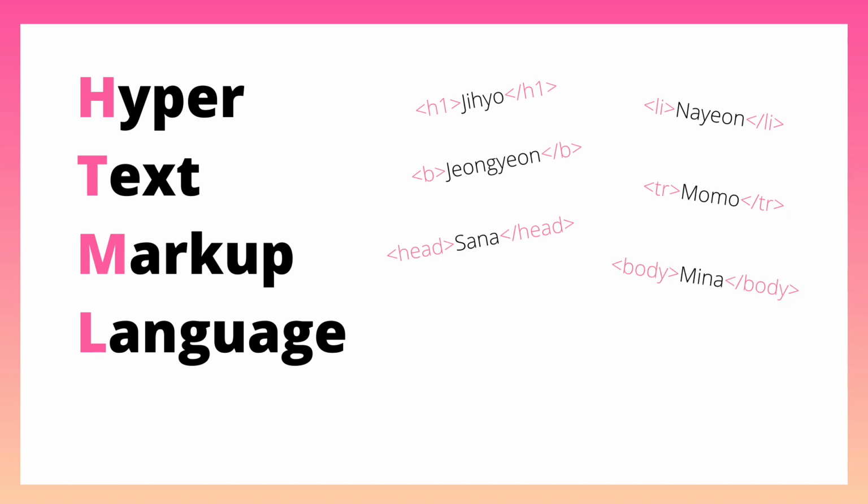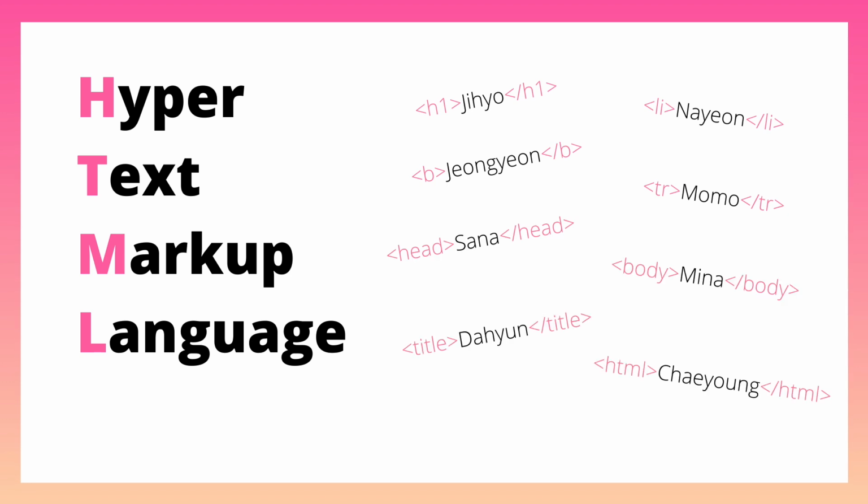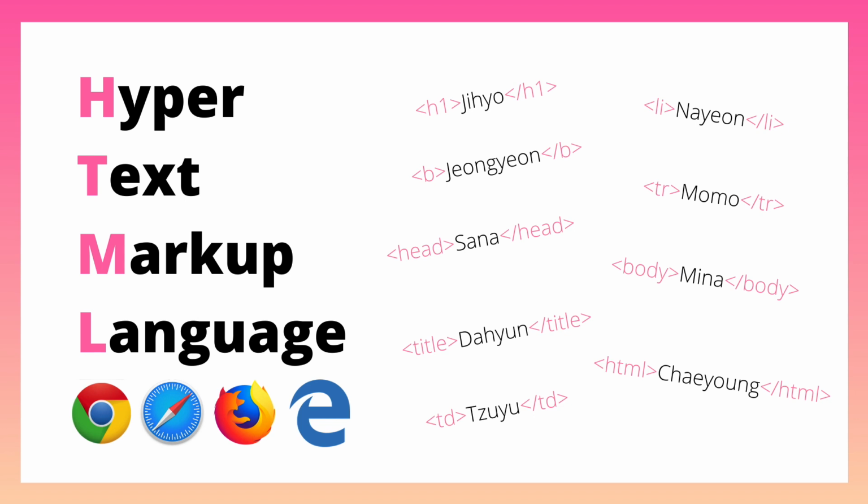HTML stands for Hypertext Markup Language. It is a markup language that describes the structure of a web page. HTML elements tell a web browser how, what, and in what order to display content in. These elements can be used to format content into a table, render an image, or create an eye-catching title, and much more.